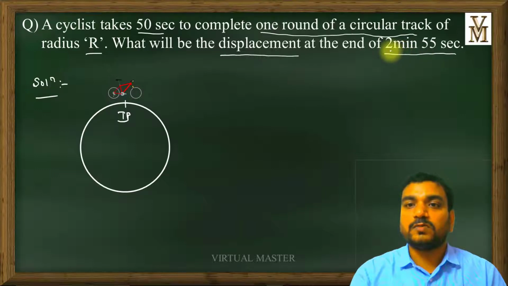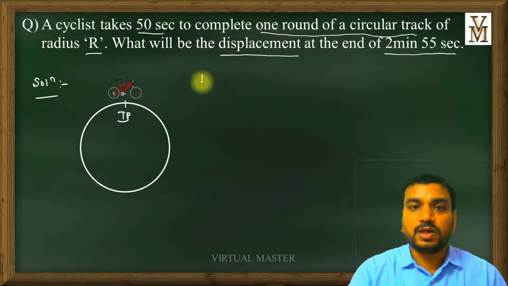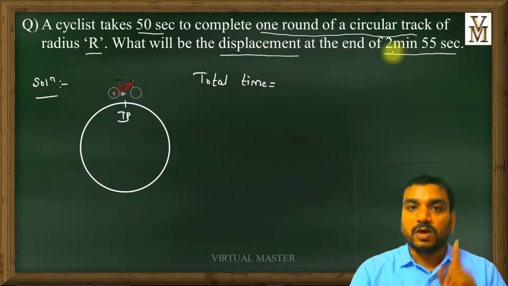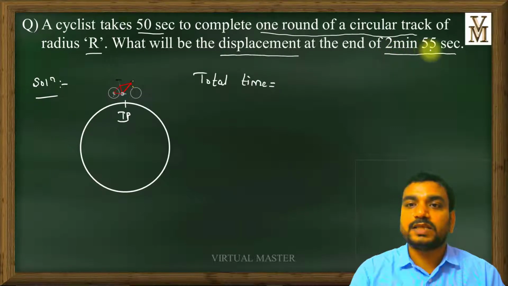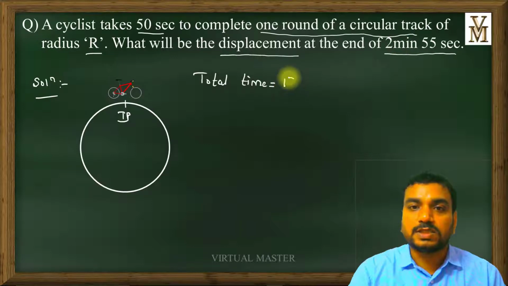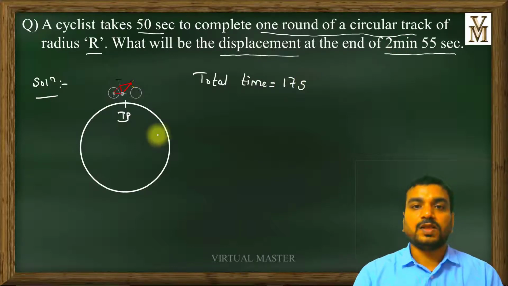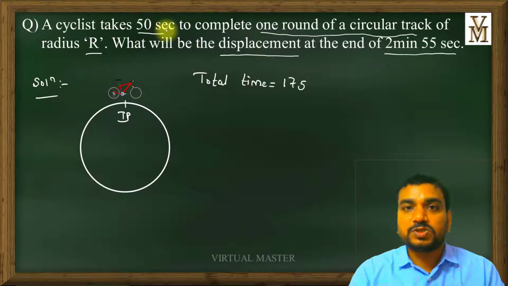Now we have to convert this time value that is given in minutes into seconds. So total time is equal to 2 minutes. 1 minute equals 60 seconds, so 2 minutes means 120 seconds. 120 seconds plus 55 seconds is 175 seconds, isn't it? Now how much time does the cyclist take to complete one round? It is 50 seconds.